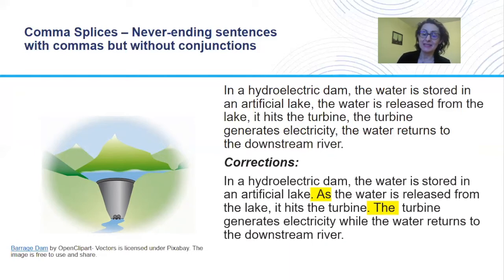In a hydroelectric dam, the water is stored in an artificial lake. As the water is released from the lake, it hits the turbine. The turbine generates electricity while the water returns to the downstream river. I added "as" and I added "while." And because there is no comma before "while," I had to get rid of it.